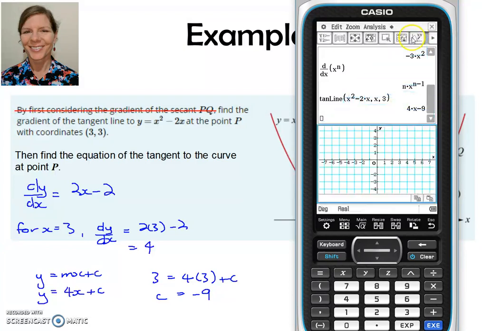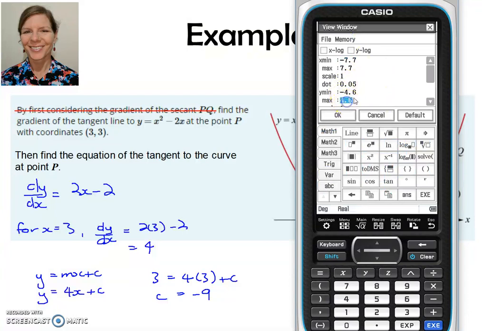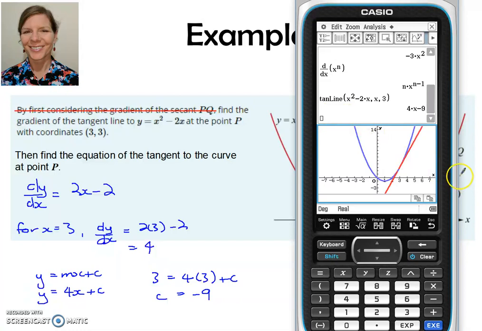And then if we want to have a look and see what that actually looks like, we can plot the original curve. Okay, so that's our original function. Plot the function of the tangent line, and then we can just fiddle with the scale a little bit. There we go. So you can see what we've got there is our original curve, our parabola, and then the straight line, which is the tangent to that curve at that point 3.